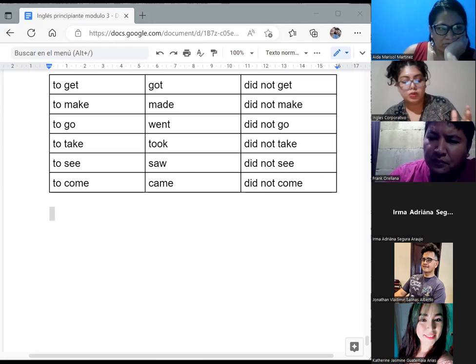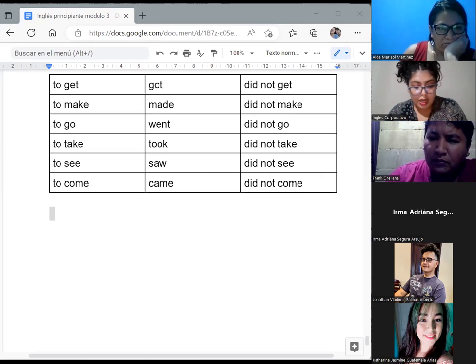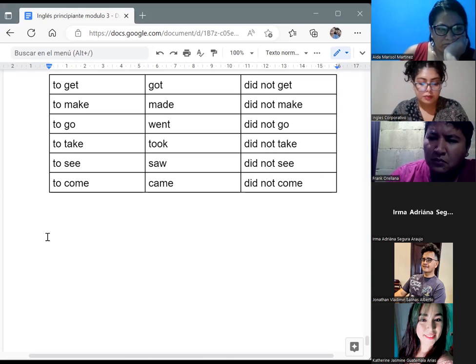Simplemente vamos a verlos cómo se construyen, ya siguiendo toda la información que tenemos. También vamos a hablar de las yes, no questions and more information about the use of did. And also we are going to have some examples of sentences using did. And then we are going to have an exercise. So we are going to begin with this part.